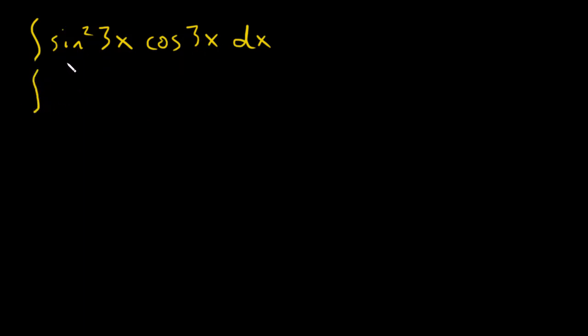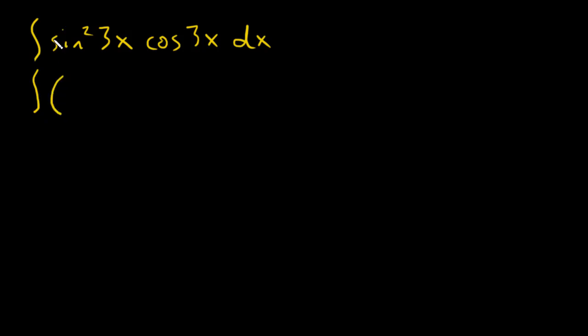Okay, so let's say that we have something like the integral of sine squared 3x times cosine 3x dx. Okay, so the derivative of sine is cosine, and the derivative of cosine is sine. So which one do I make my u? Well, if I do a rewrite, hopefully it will be a lot more obvious which one.